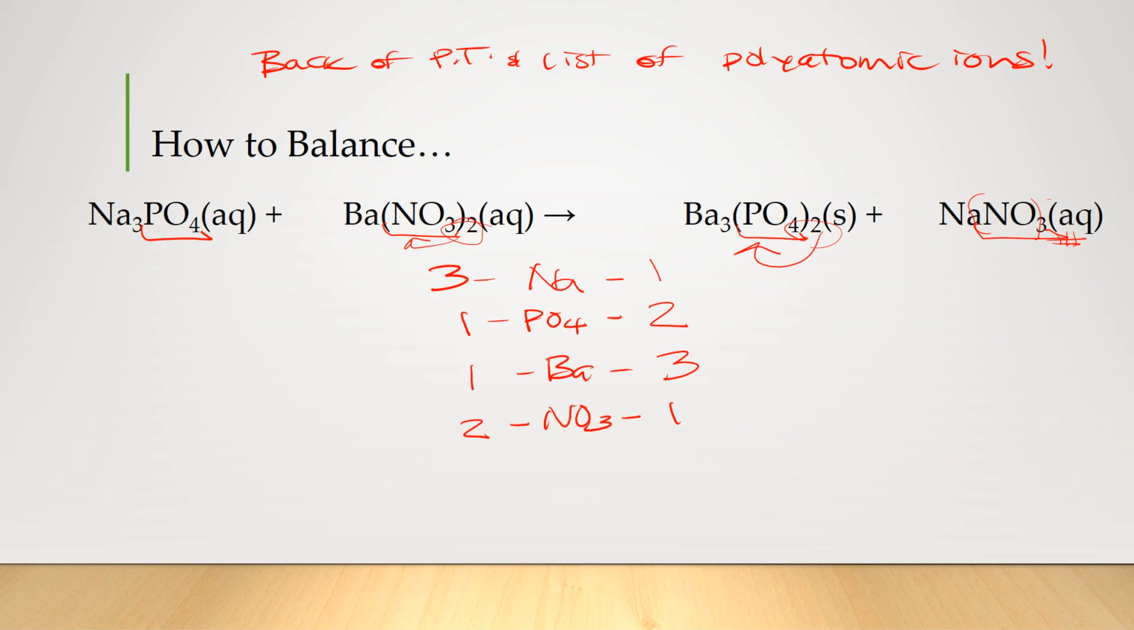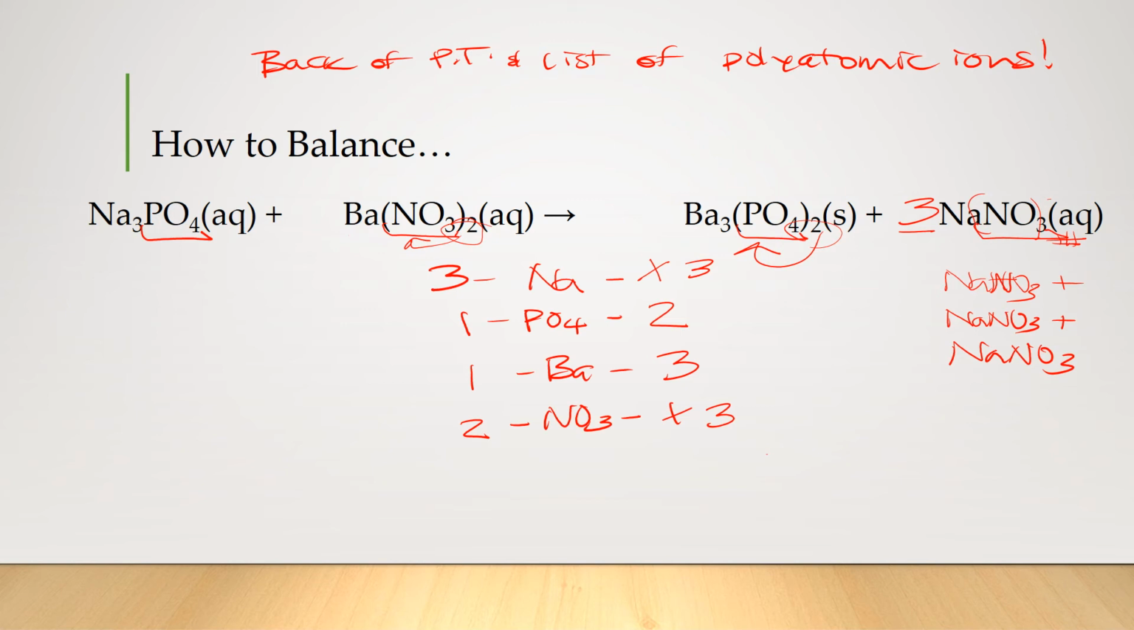Okay, so now that I've got those listed, I'm just going to start at the top of my list. I'm going to throw 3 here in front of my NaNO3. So now I'm going to change my count. Now I have 3 sodiums and 3 nitrates. Because remember, when I put the coefficient in the front, it's like saying I have NaNO3 3 times. Okay. Well, that didn't help. I'm not going to balance.